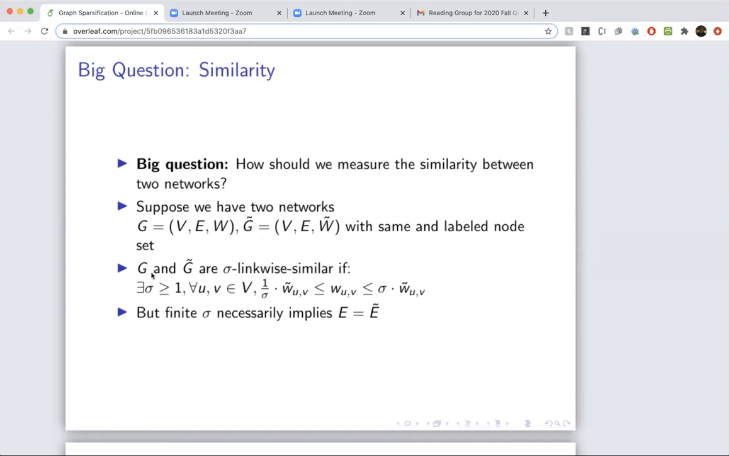And we see that G and G tilde are what we call sigma linkwise similar if there exists some sigma greater than or equal to one, such that for all pairs of nodes U and V in our vertex set, 1/sigma times the weight in G tilde between those two nodes is less than or equal to the weight between nodes U and V in G, which is less than or equal to sigma times the weight in G tilde between U and V.